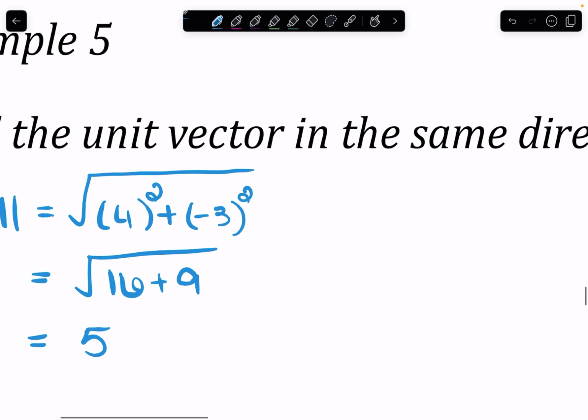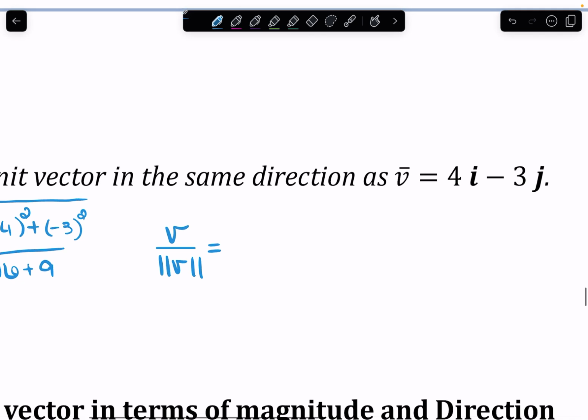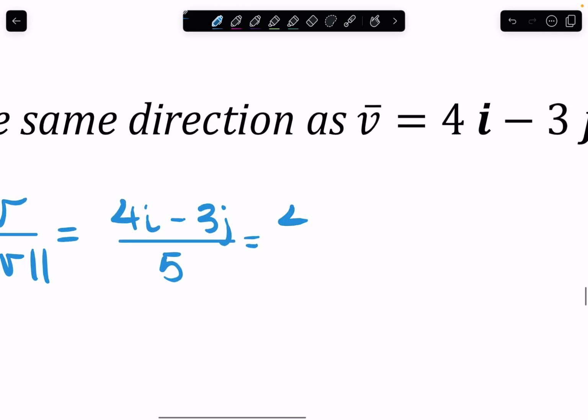So to get the unit vector, which it doesn't tell us to call by a name, so we have no name to call it, but the formula is take the given vector and divide it by the magnitude of that same vector. So I'm going to take my given vector, 4i minus 3j, and divide it by the magnitude that we just found, 5, which now we're going to split. So 4 fifths i minus 3 fifths j.